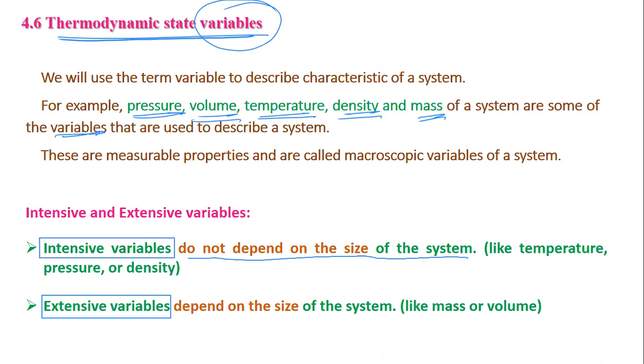An extensive variable depends on the size of the system, like mass and volume. You know that mass depends on the size of the system, as well as volume depends on the size of the system. So mass and volume are extensive variables.